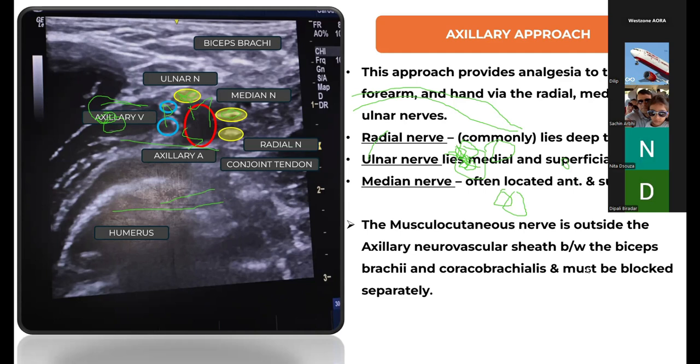I think most of the points were covered. The commonest block we give, and you wanted to know whether we give the forearm blocks.